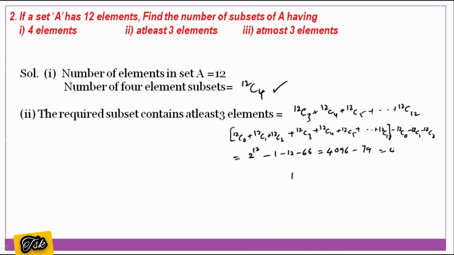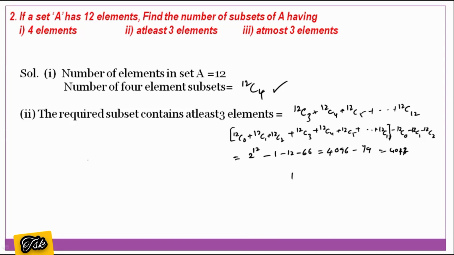There is 4023 and 79, 4017. When I add 79, it becomes 96. So 4017 will be the answer.